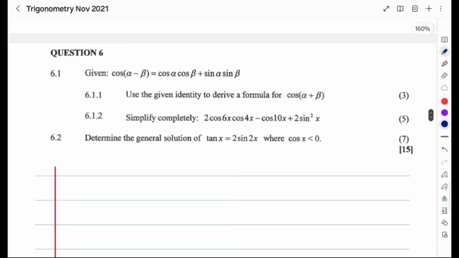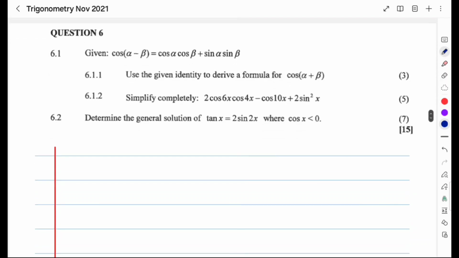Next, let us have a look at question 6 from this November 2021 exam paper. Now, question 6.1, given that cos of alpha minus beta is equal to cos of alpha cos of beta plus sine of alpha sine of beta. So that is our compound angle formula. Question 6.1.1, use the given identity to derive a formula for cos of alpha plus beta.